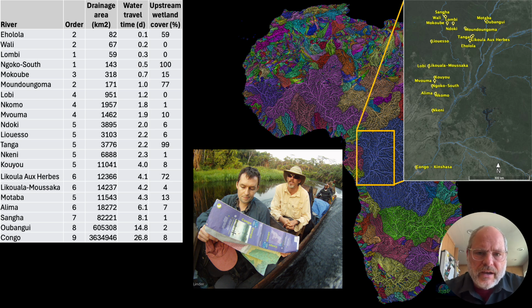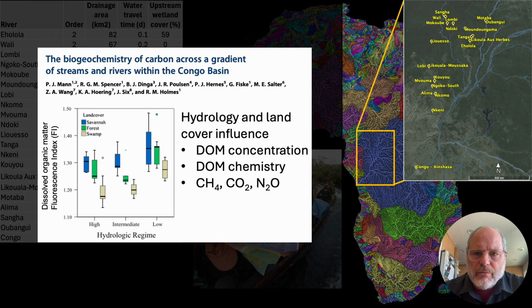Mann et al. found that river chemistry varied with landscape type, which appeared to influence dissolved organic matter concentration, dissolved organic matter chemistry, and greenhouse gas concentrations in the water. But they also found that chemistry varied with hydrologic regime, ranging from small streams with high flow to large rivers associated with each of the different landscape types.